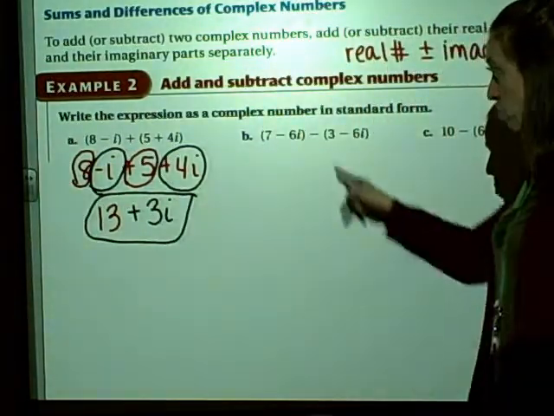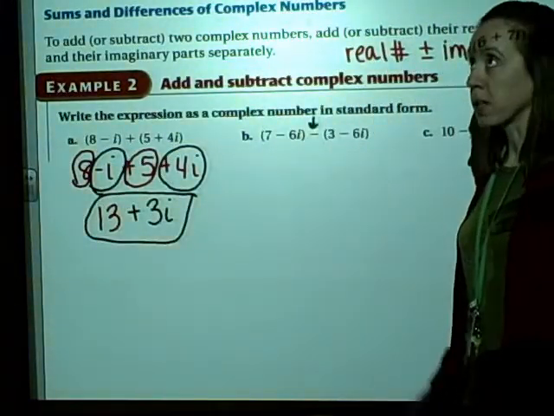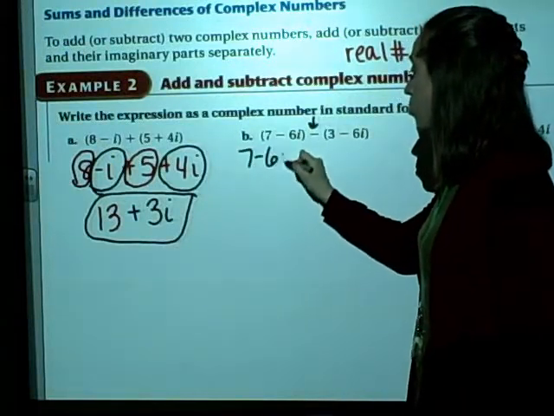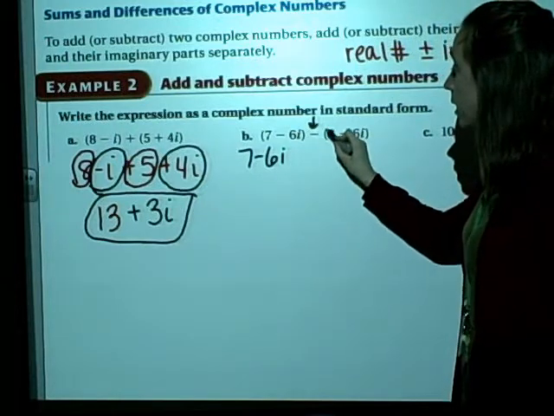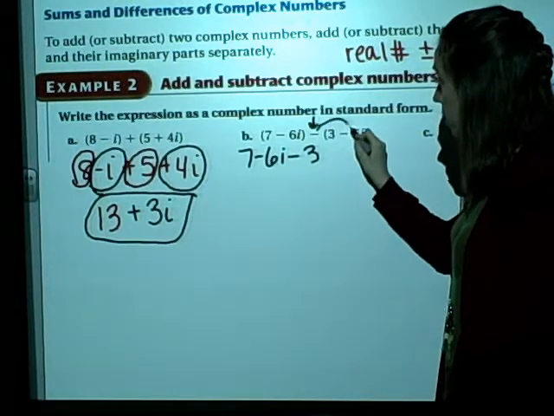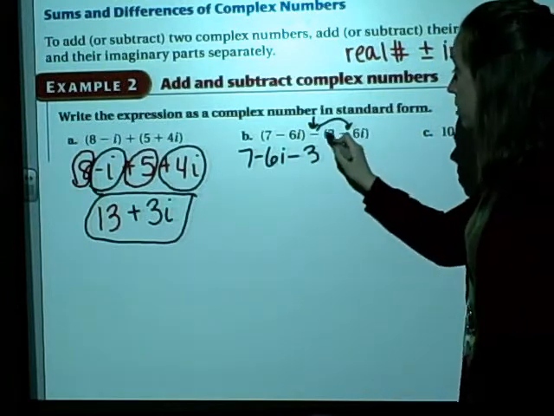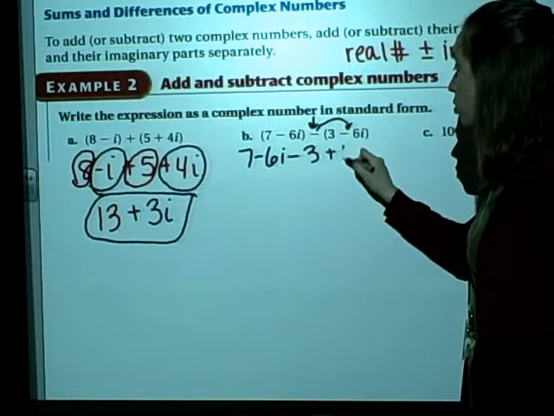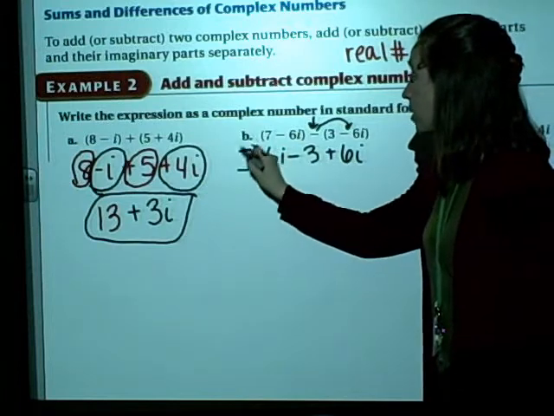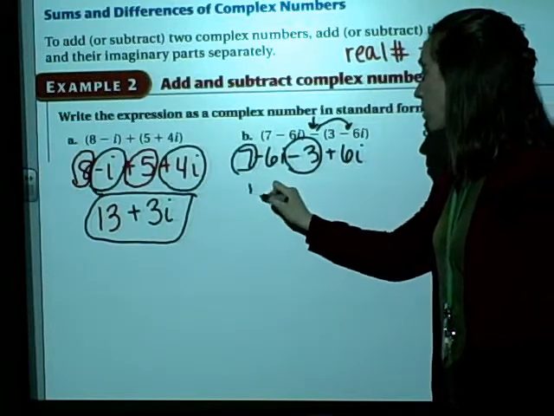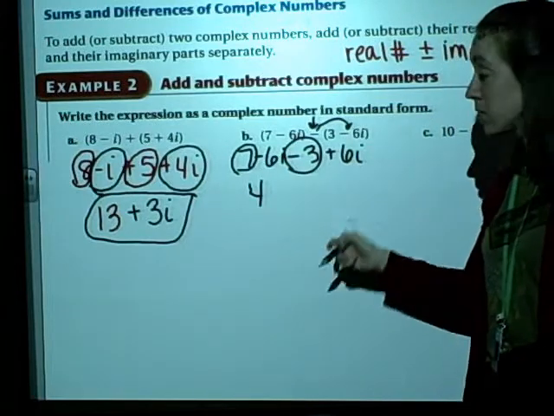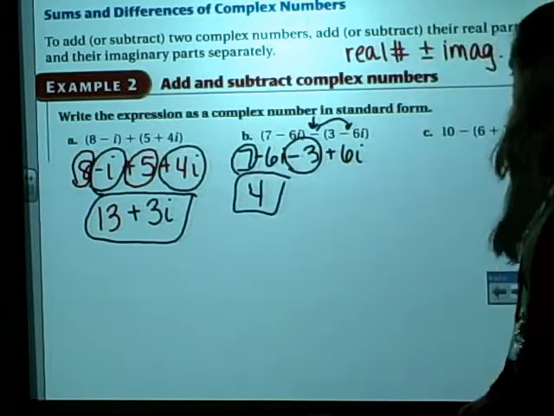Now b. b has a subtraction sign in the middle. So we have to be careful that we're going to distribute that subtraction sign in the parentheses. So I'm going to distribute it to the 3, and I distribute it to the negative 6i. So negative times a negative gives you a positive 6i. Now we combine like terms. 7 minus 3 gives me 4. Oh, look what happens here. Negative 6i plus 6i cancels, so my answer is 4.